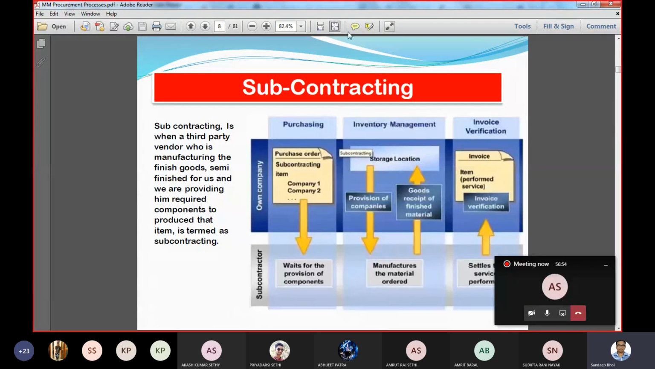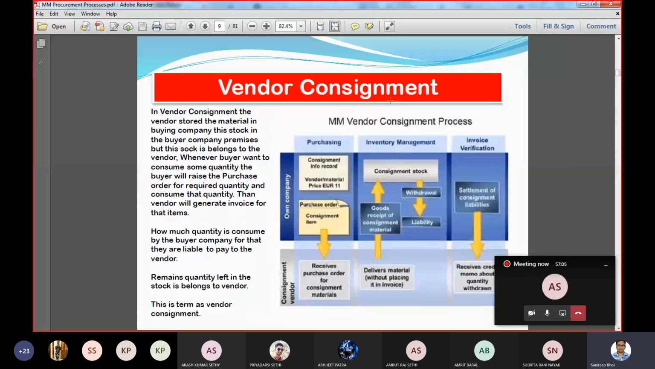Okay, like that only. This is the process of subcontracting. So you need to know these parts of subcontracting also. Another special type of procurement process is vendor consignment. In vendor consignment, in general, the company will give a consignment to a particular vendor.